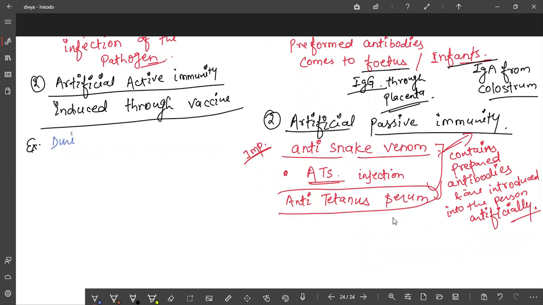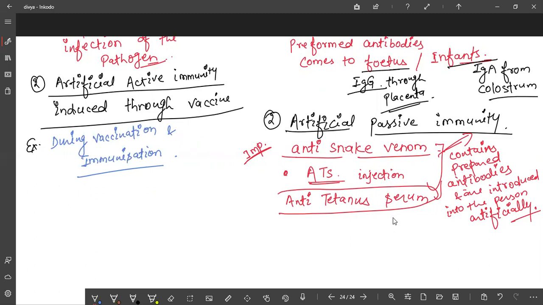Which type of immunity is induced in your body through vaccination? Artificial active immunity. Vaccination and immunization: artificial, active or passive? What will you say? Artificial, active immunity. Very good.